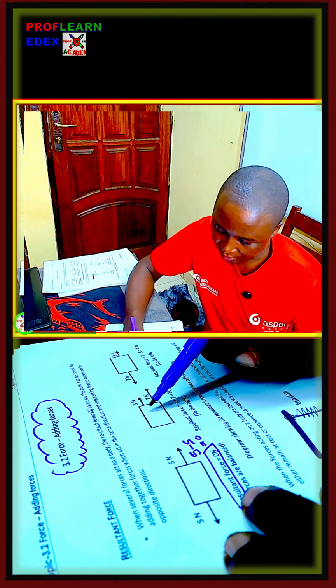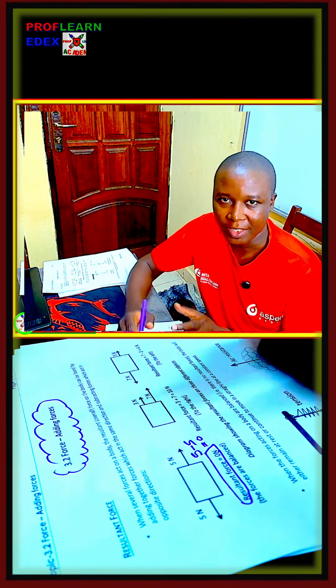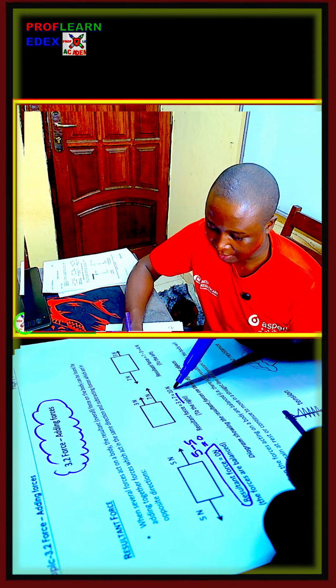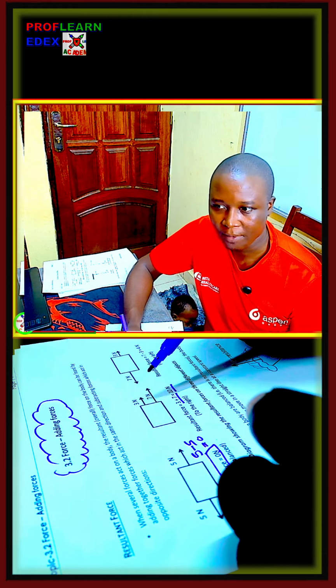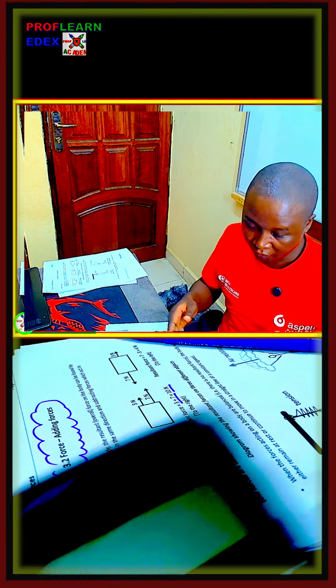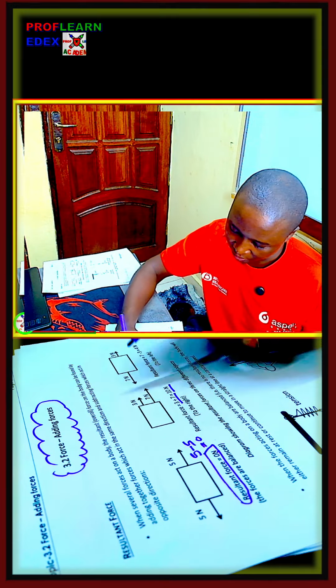When you have two forces acting in the same direction, you are going to consider that as a single force, and this single force is going to be the sum of the two forces. We are going to add 3 plus 7, which is going to give you 10. So these two forces that we have here can be represented by one force which is equivalent to 10 newtons.